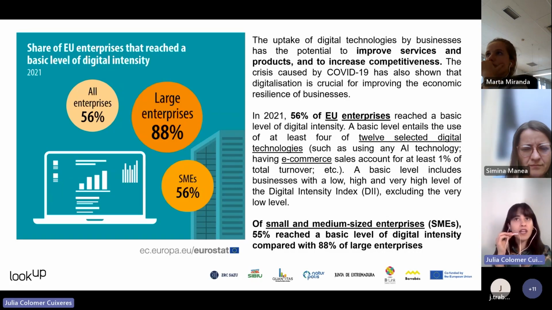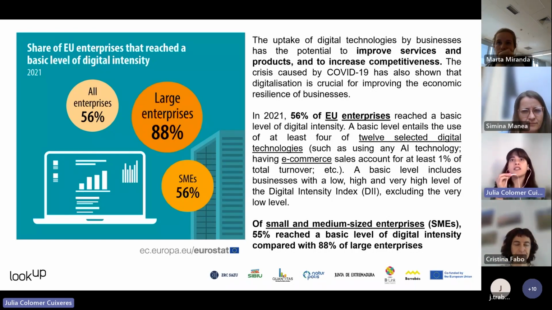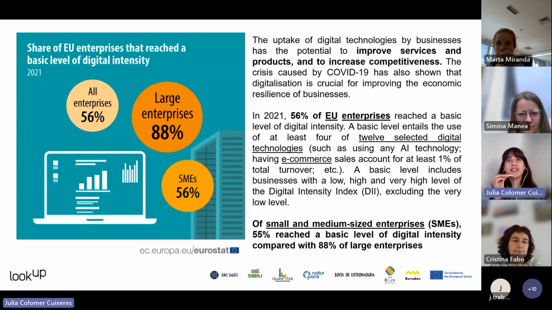Okay, here I was just more focused on the European market, the European Commission. You can see that 56% of all enterprises have reached the basic level of digital intensity, which means we have a lot of path ahead of us. Then the large enterprises are 88%, and the SMEs, which is where we are more focused, 56%. This is just a brief report that I extracted from there, and you can see that the difference between large enterprises and the SMEs is quite big. So it means that maybe we have to boost a little bit more the digital policies or tools that we are using.